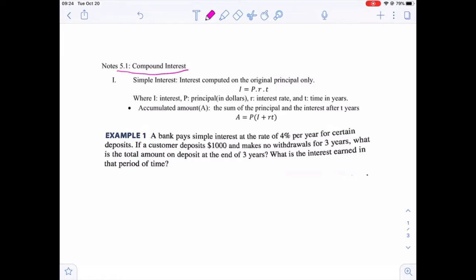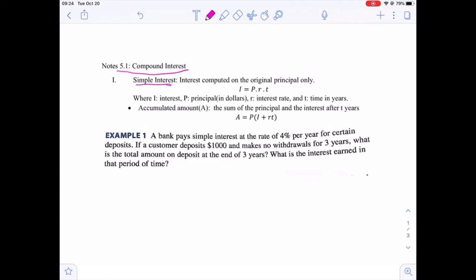But before we introduce compound interest, we need to introduce a simpler concept of the interest, which is called simple interest. Simple interest is an interest that is computed on the original principal only. So we have the original principal, which is the amount of money that is invested.